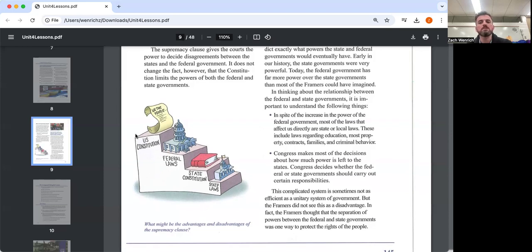This complicated system is sometimes not as efficient as a unitary system of government, but the framers did not see this as a disadvantage. In fact, the framers thought that the separation of powers between the federal and state governments was one way to protect the rights of the people.